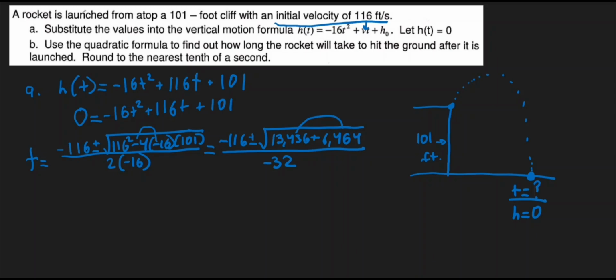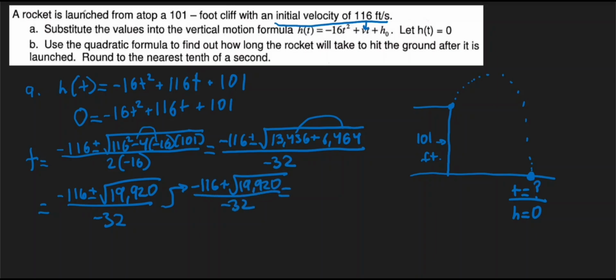So the final solution, or the simplified solution, would be negative 116 plus or minus the square root of 19,920 divided by negative 32, which we can break up now into two different solutions. The first one being negative 116 plus the square root of 19,920 divided by negative 32. And the second solution being negative 116 minus the square root of 19,920 divided by negative 32.